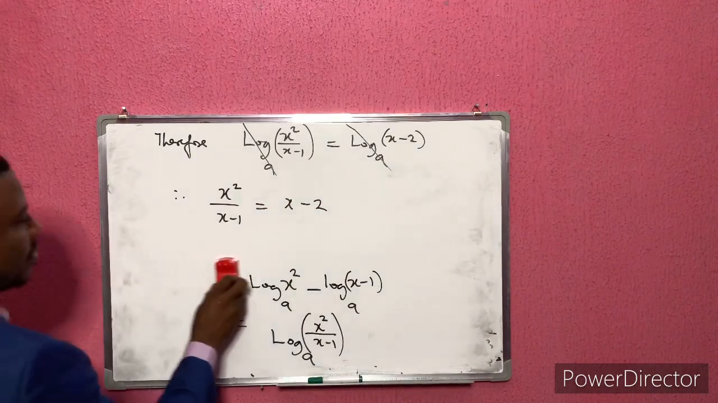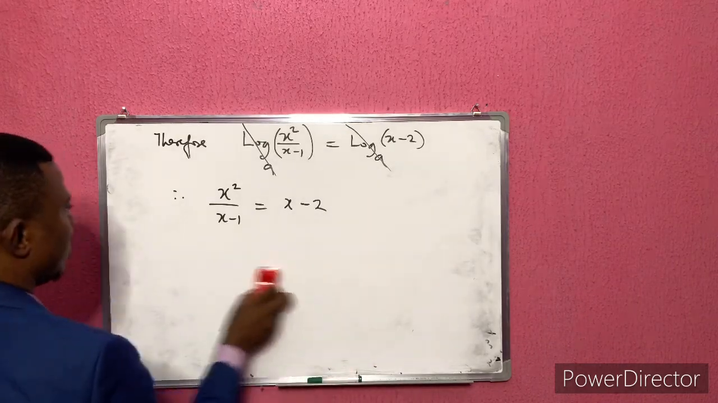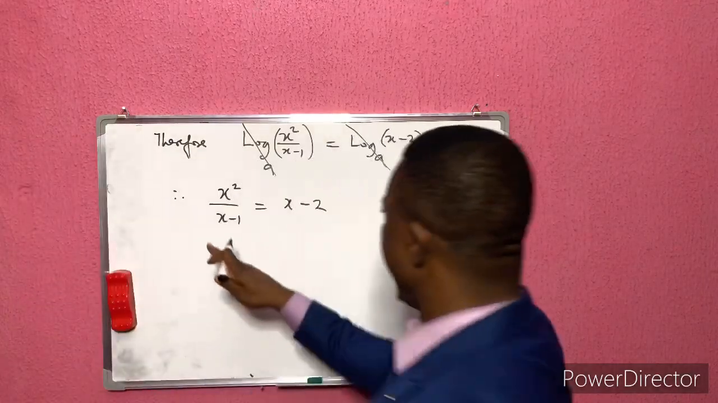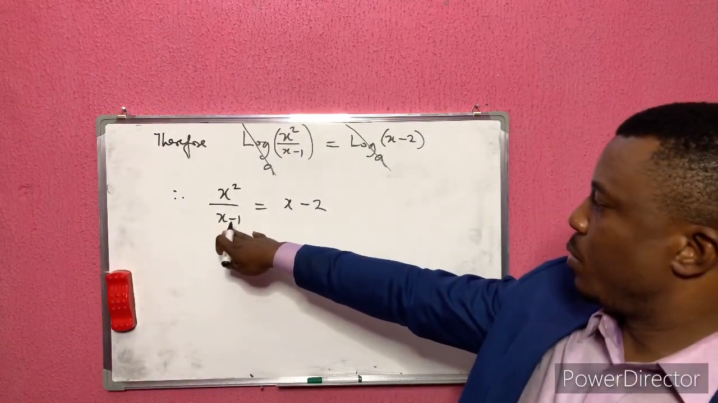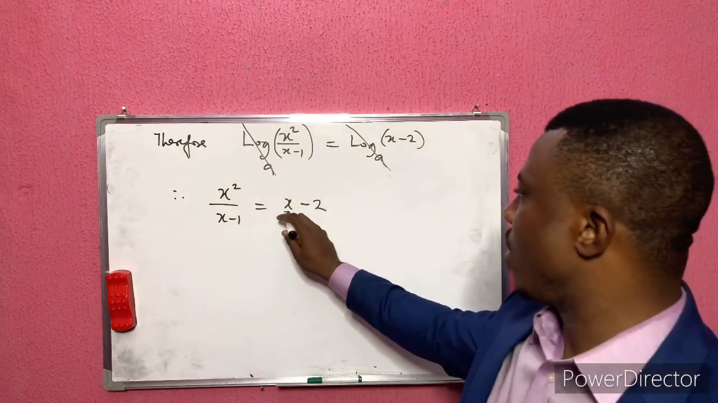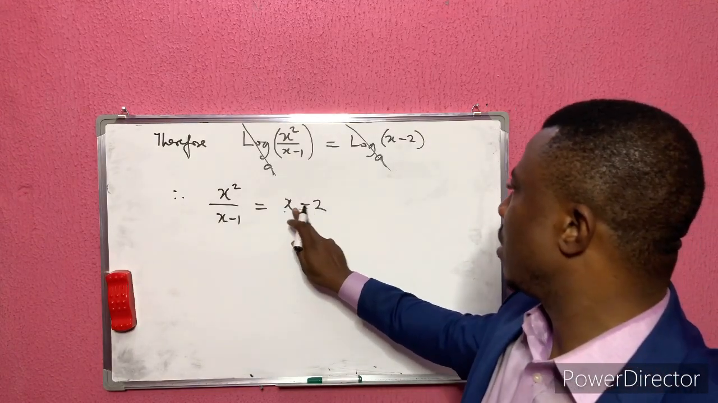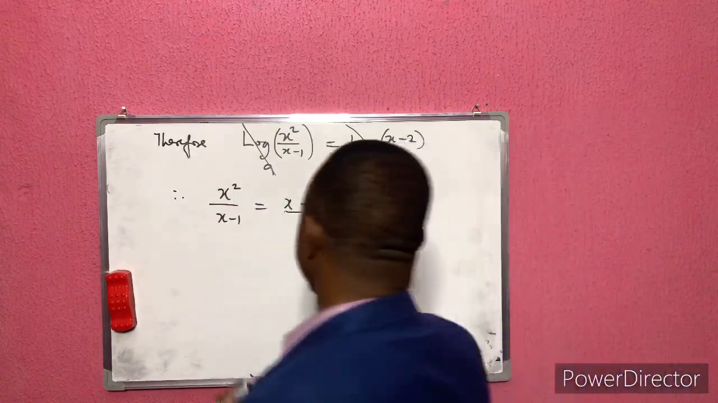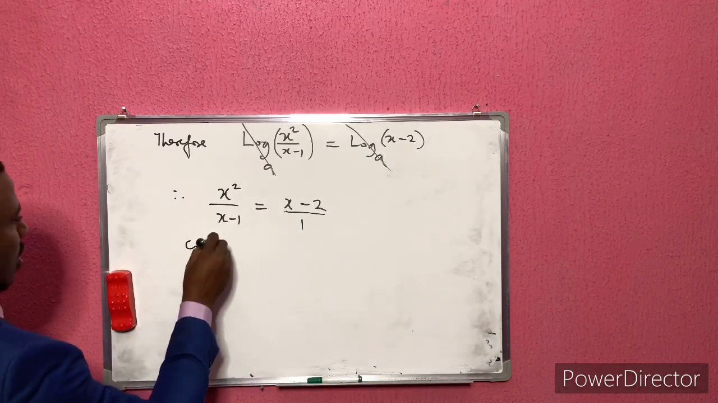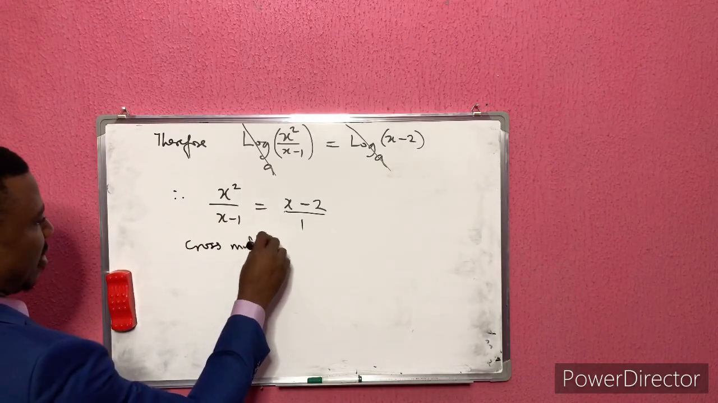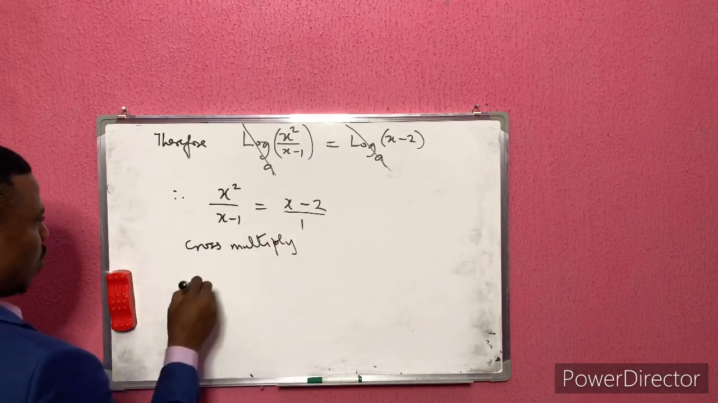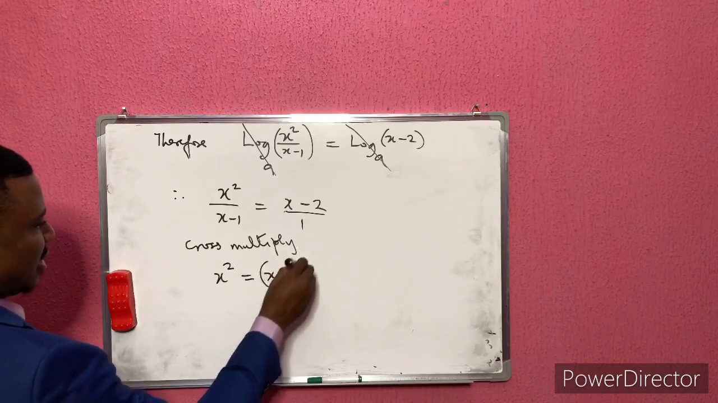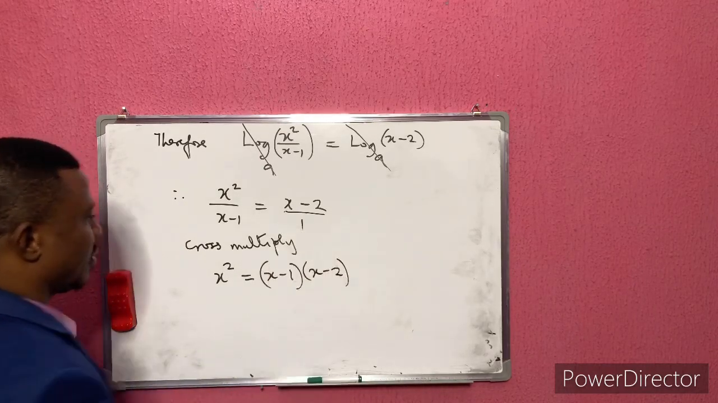As you can see, we are going to solve this problem. This is like over 1. We cross multiply. We have x squared equals x minus 1 bracket x minus 2 when I multiply.